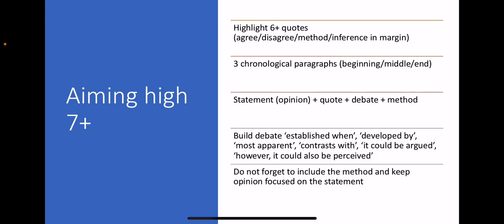I wanted just to give you a couple of tips and hints for how to secure grade 7+. In the mark scheme, band 4 says that you need a range of points with well-chosen, judicious quotations. I would suggest that you aim to include 6+ quotations that help show the examiner whether you agree or disagree with that statement. By having multiple pieces of evidence, it shows that you are able to support your answer and to construct a well-supported argument. Aim for at least 3 chronological paragraphs.